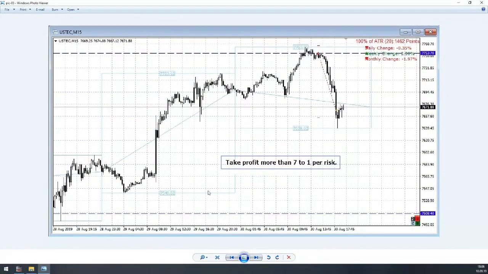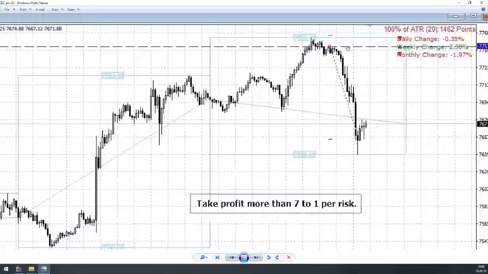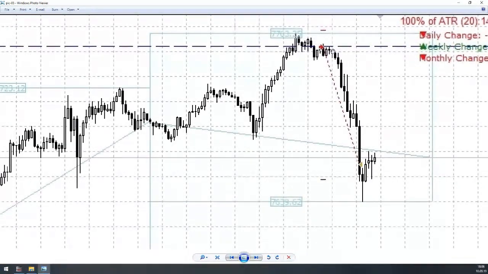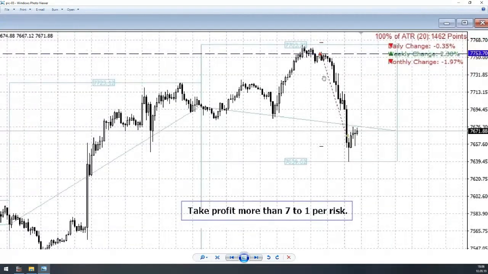Let me explain with an example what enough natural volatility means and how to relate it to the risk potential. In this example, everything seems to be simple. Level, holding level, stop, consolidation, sell short, and take 7 to 1 profit per risk.